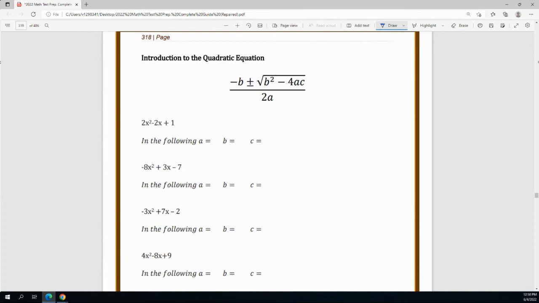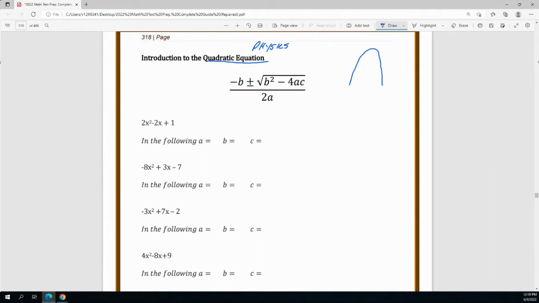Quadratic equation. What the quadratic equation is used for is physics. It's used to determine the height and distance of an object that is launched. So it's really pretty cool. A lot of people say, well, why do I have to learn the quadratic equation?